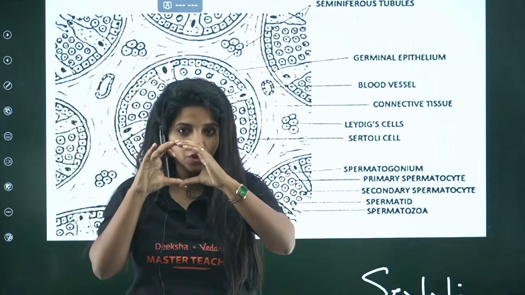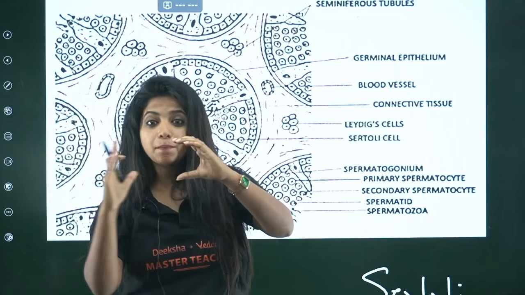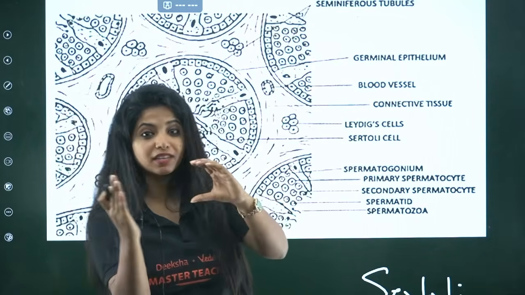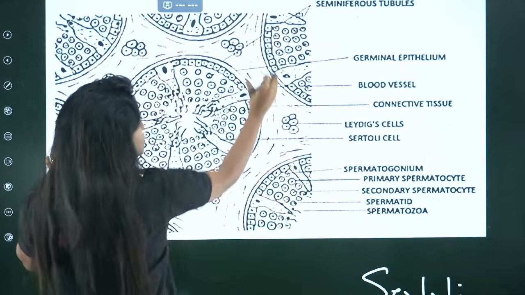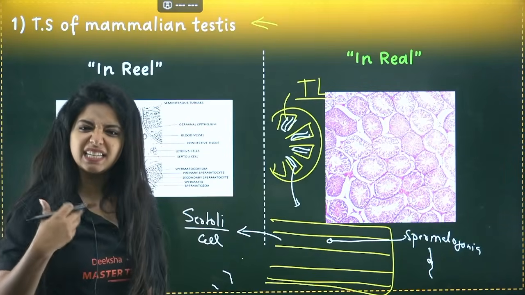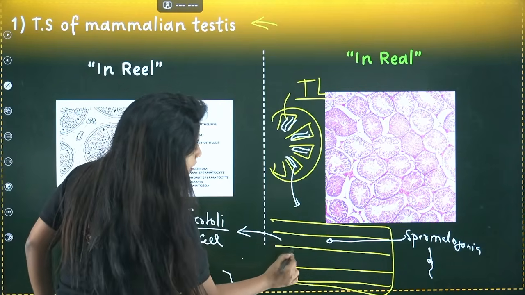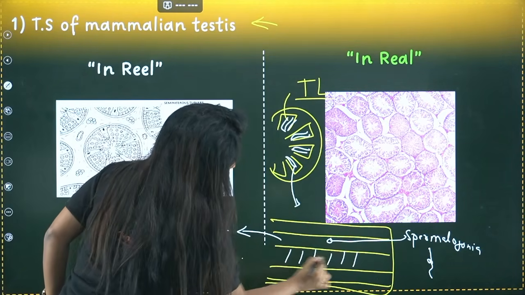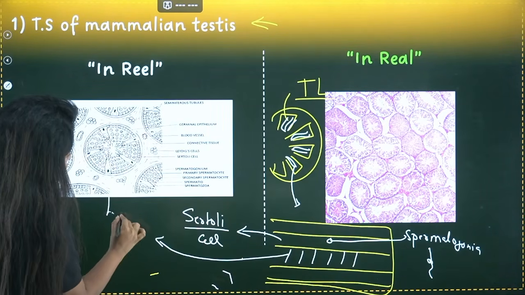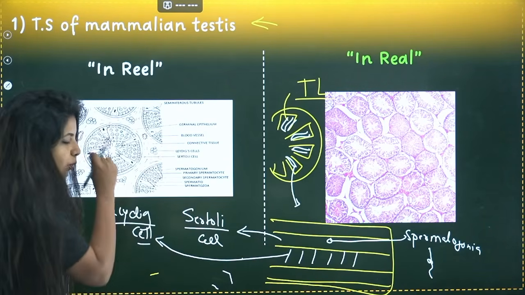Now, the seminiferous tubule is there. This is one, this is another, this is another. You have 3 of them. In between that, you have some space, right? So in between seminiferous tubules, you have some space. What is this space? This space is known as interstitial space. Over here, the thing that you need to remember is that this space will have another type of cell, which is known as the Leydig cell. Leydig cell. What do they do?